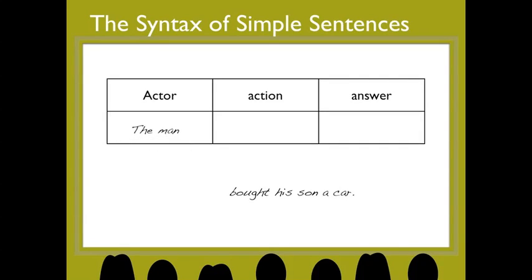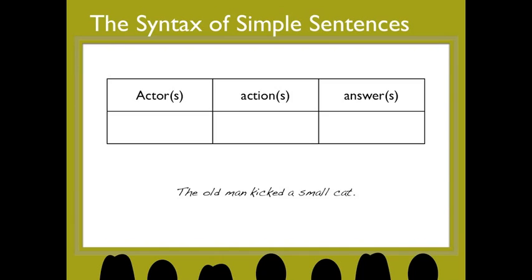The action here is bought. And then we have kind of a series of answers. You can worry about direct objects and indirect objects if you want to, but ultimately, he bought what? A car. For whom? His son. So don't think of the actors, actions, and answers as single word entities. A lot of times they are small little chunks of information. They might be single words, they might be phrases, and sometimes they might be dependent clauses.